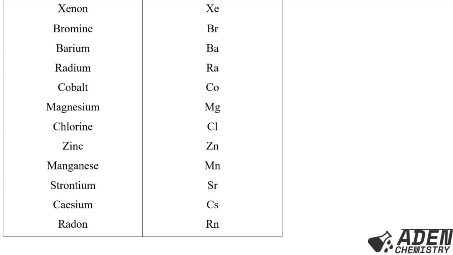We have barium, Ba. Radium, Ra. Cobalt, Co. Magnesium, Mg. Chlorine, Cl. Zinc, Zn. Manganese, Mn. Strontium, Sr. Caesium, Cs. Radon, Rn. So all these elements derived their chemical symbols from the first letter and another letter of their English name.